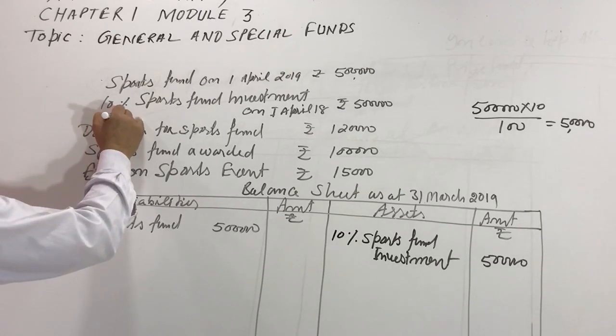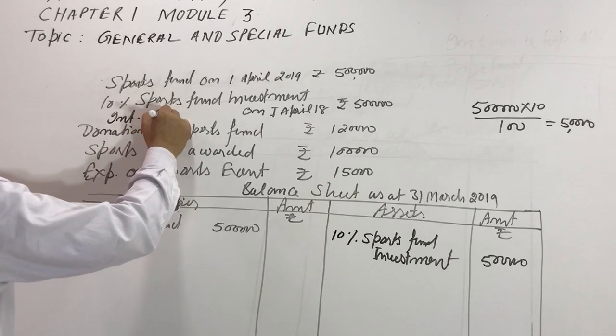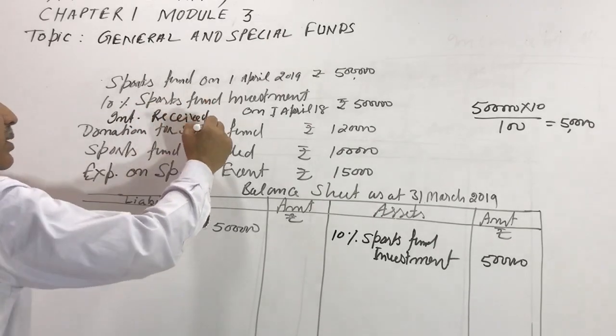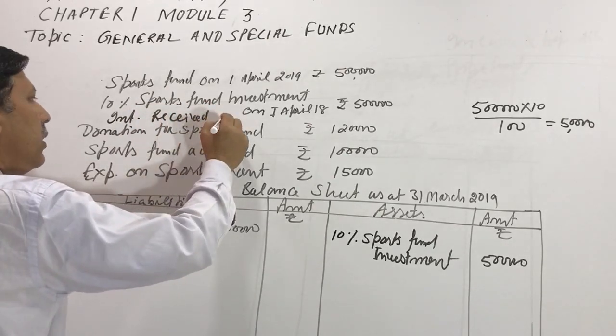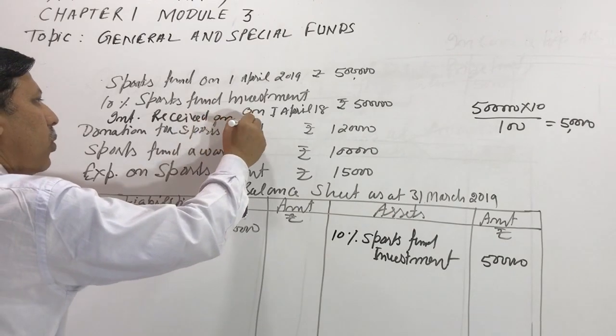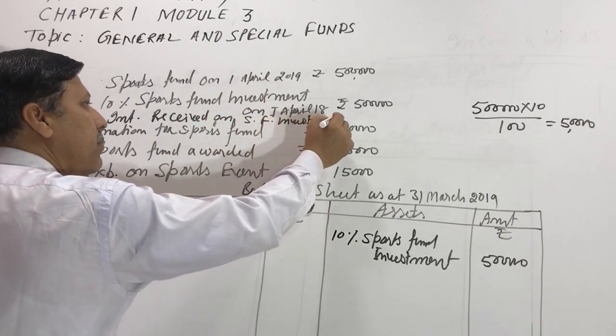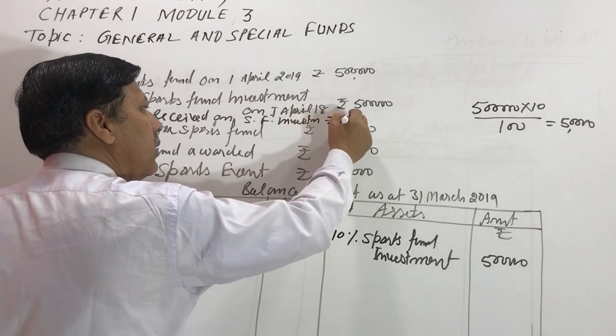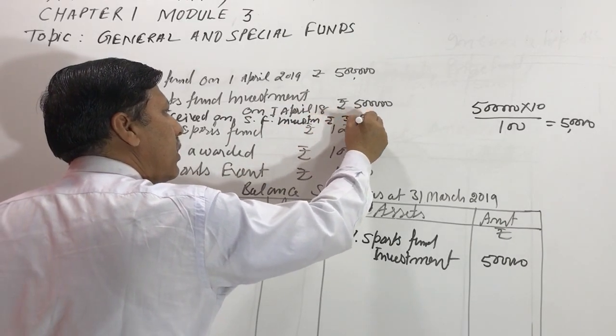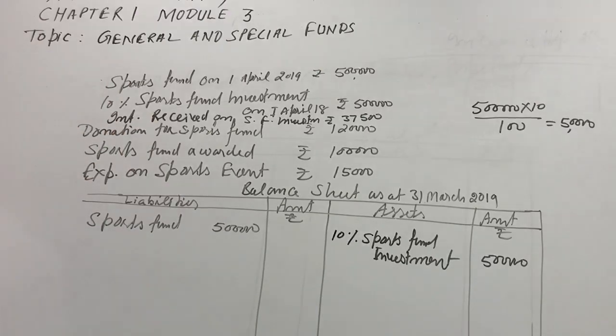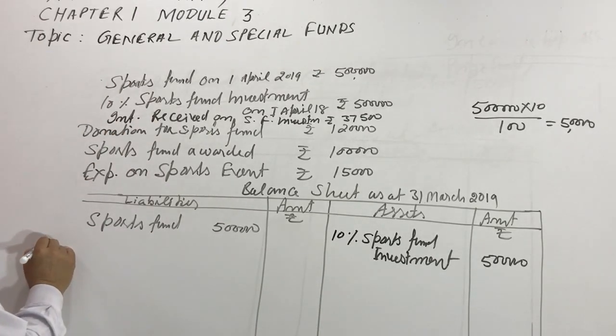Interest received. One information is missing. Interest received on sports fund investment, that is given as rupees 37,500. This is missing.